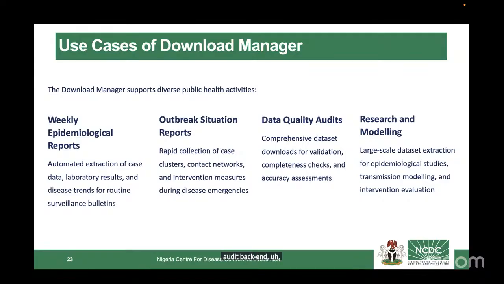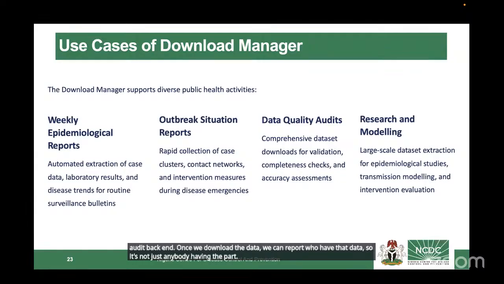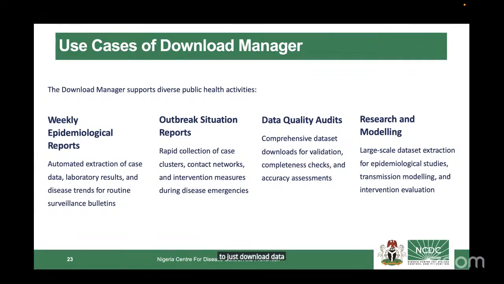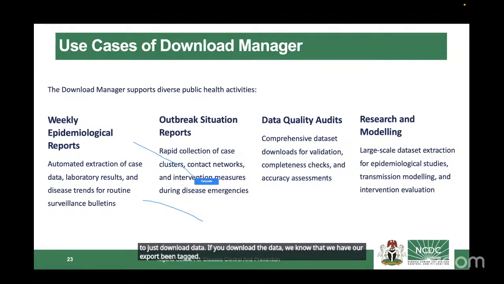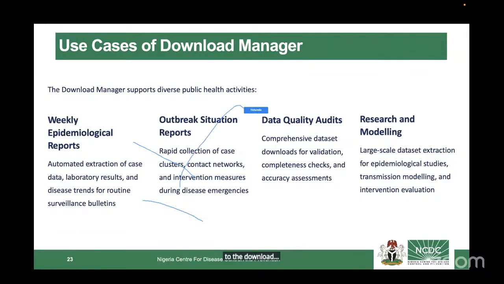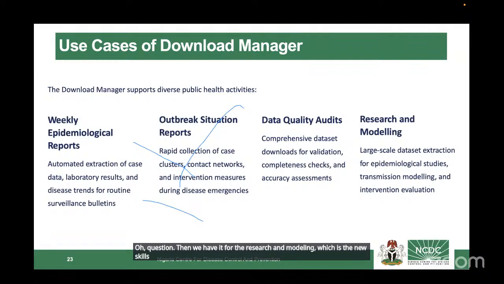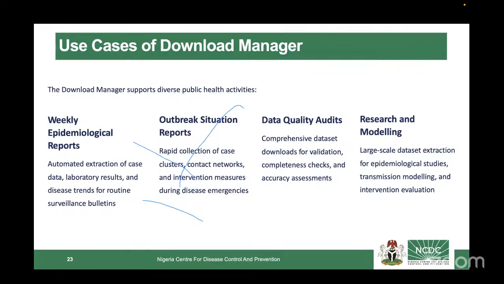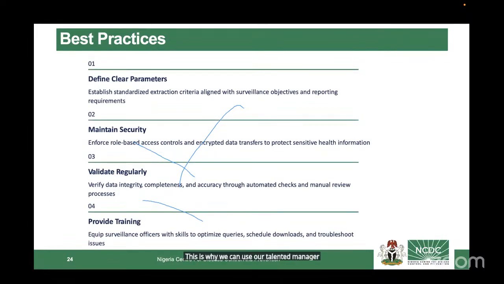Once we download the data, we can pinpoint who has that data set, not just anybody having the power to download data. We should download the data, and we know that we have our export being tagged to the person. Then we have it for research and modeling, which is the new skill now coming into what we do in public health, which is modeling. Lastly, data set extraction for epidemiological studies, and also transmission models and intervention evaluation. So these are major keys. This is why we can use our download manager for public health interventions.